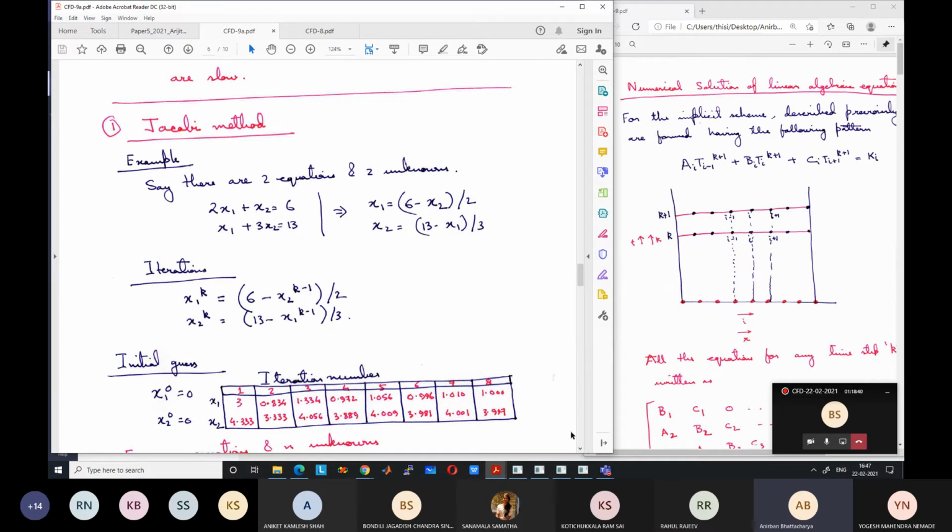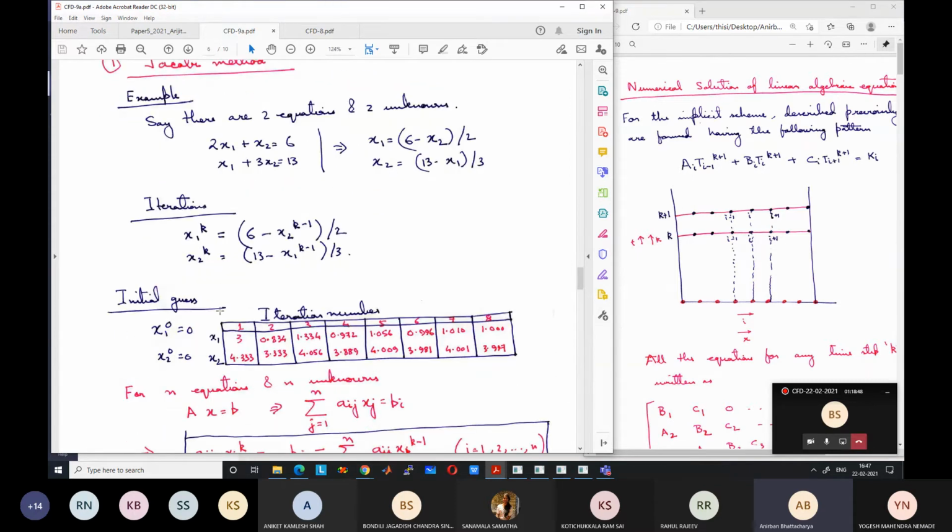But if there are no hints also, you can solve by taking an arbitrary initial guess, 0 and 0 or something like that. So say I don't have any hints. So I start with 0, 0.